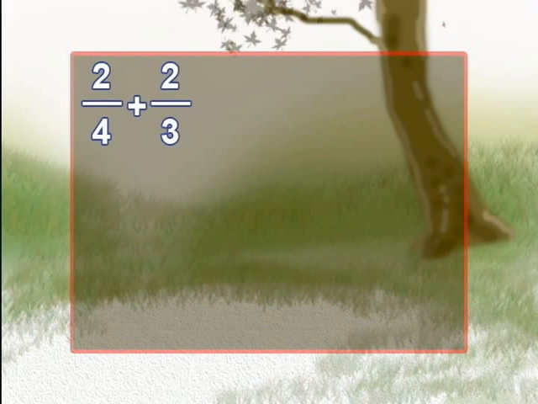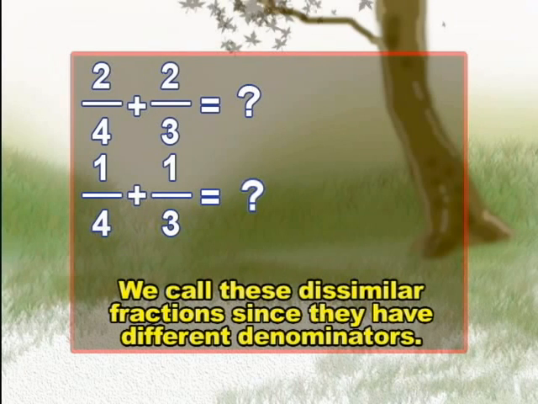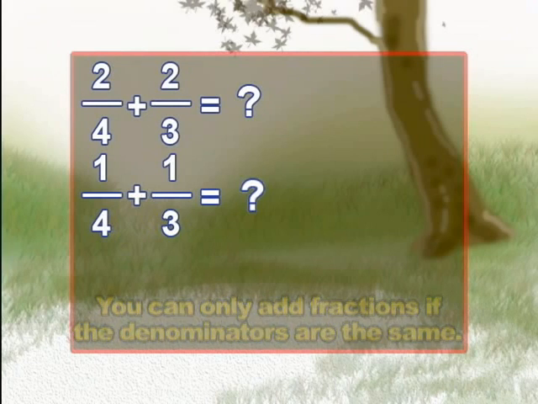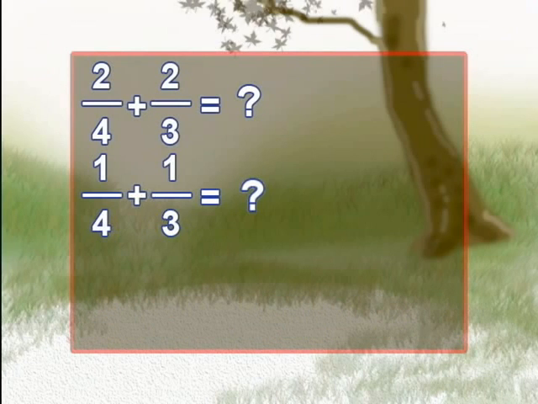Easy? But what about when you meet fractions that have different denominators? For example, 2/4 plus 2/3 or 1/4 plus 1/3. We call these dissimilar fractions since they have different denominators. Remember that the first rule in adding fractions is that we can only add them if their denominators are the same. So what do we do with dissimilar fractions? How do we add them up?